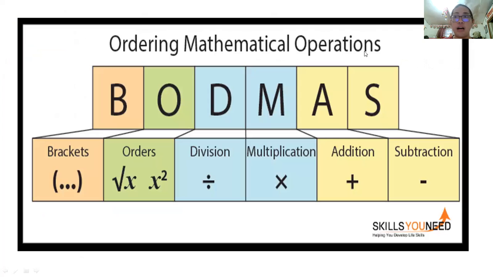In other references, instead of the term PEMDAS, they use BODMAS. B stands for brackets, O for orders, D for division, M for multiplication, A for addition, S for subtraction. So you can use either of the two ways. It could be PEMDAS or BODMAS, but the calculator follows the BODMAS. So please take note of that.